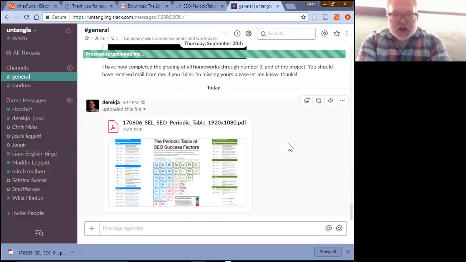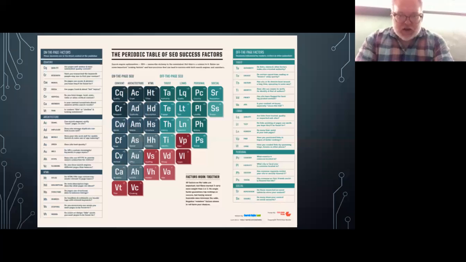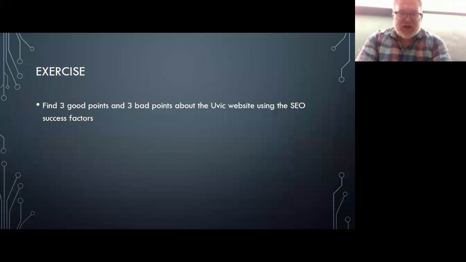Okay, so hit up Slack, pull down the SEO periodic table of success factors, and find me 3 good points and 3 bad points about the UVic website using the SEO success factors. And in about 5 minutes here, let's get back together and compare some notes about what UVic does wrong and does right.